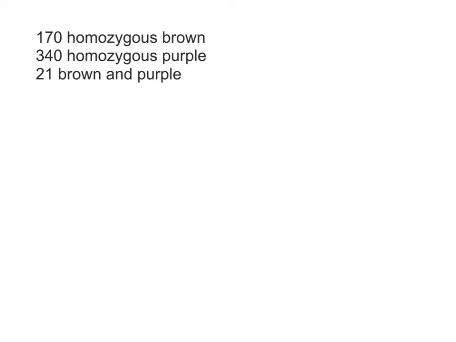On this slide, I pulled out our relevant information. So we have 170 homozygous brown individuals, and if it helps you guys to visualize this, we can look at the notation C^B C^B. So that's the genotype homozygous brown. For homozygous purple, we can say they are C^P C^P for purple, and our heterozygotes are going to be C^B C^P. So one allele brown, one allele purple.